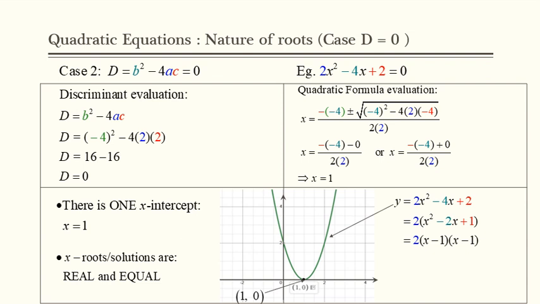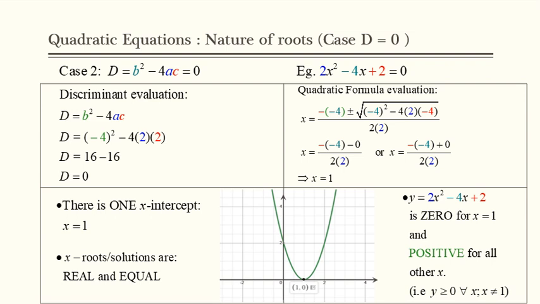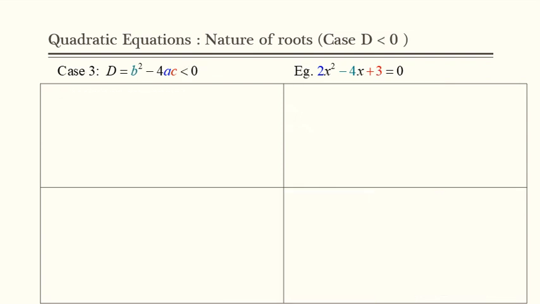We say that the solutions to this equation are real and equal. Sometimes the solutions are also referred to as repeated roots, x equals 1. Furthermore, we see that the function y equals 2x squared minus 4x plus 2 is 0 at x equals 1 and positive for all other values of x.